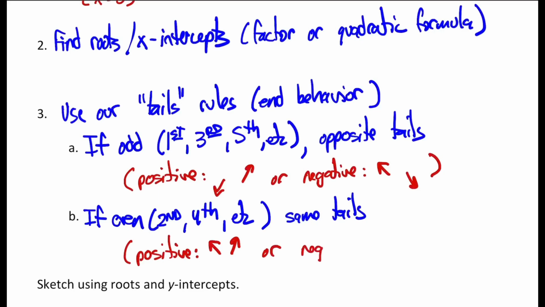If they're negative, both down. So that one's kind of easy. I think that's the easier of the two for sure. The odd ones we should kind of think about a little bit.